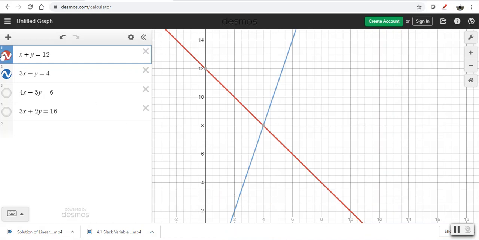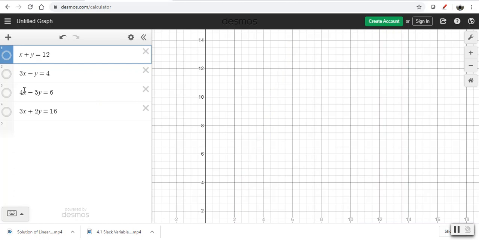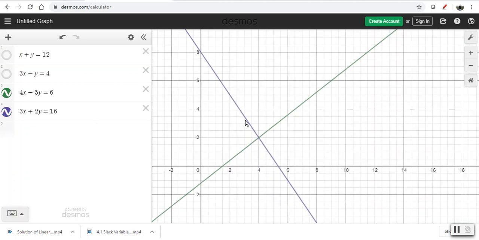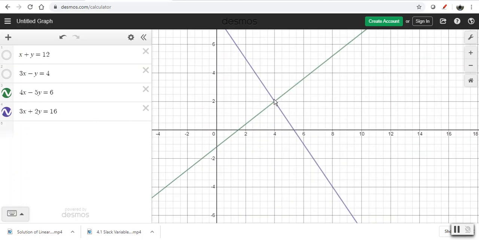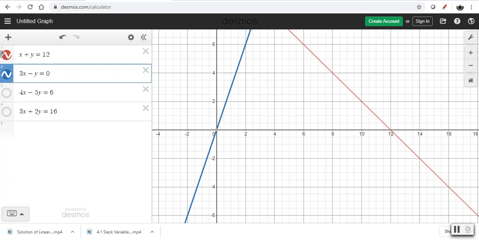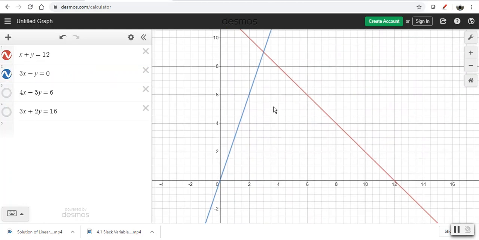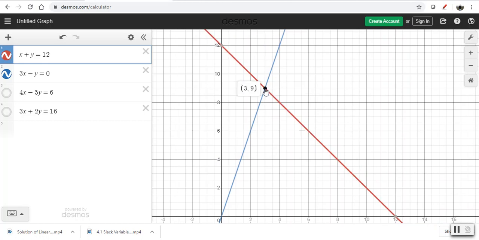You could have also technically used Desmos.com. For instance, if you have those same equations from before, you just type them in, and then you'll see that it gives you the graph, and then you just click and it gives you (4, 2). Now, in this case, I think I had a different problem with 3x minus y equals 0 and x plus y equals 12, and then you just point and click and it gives you (3, 9), which was the exact same thing.